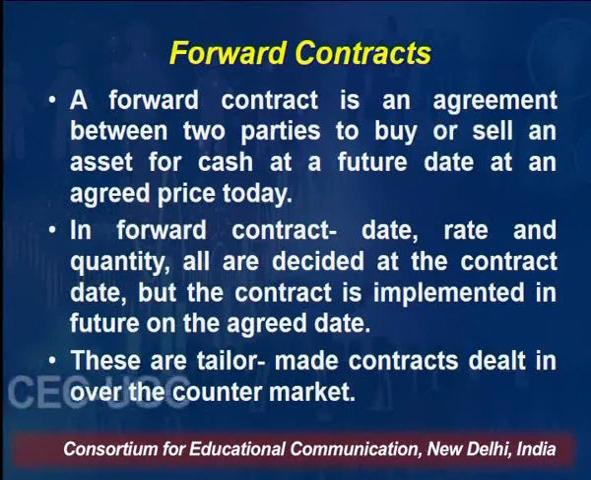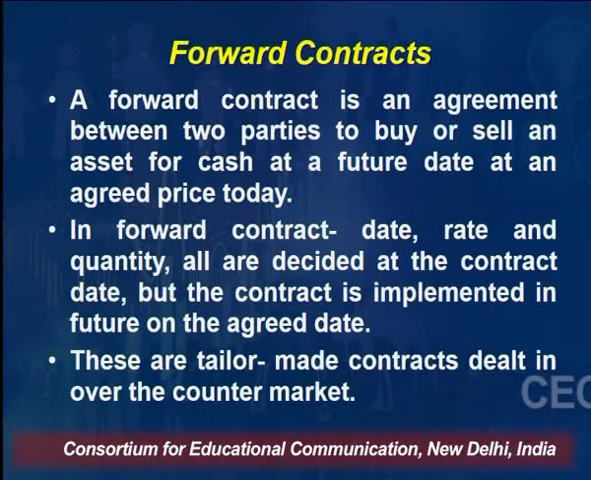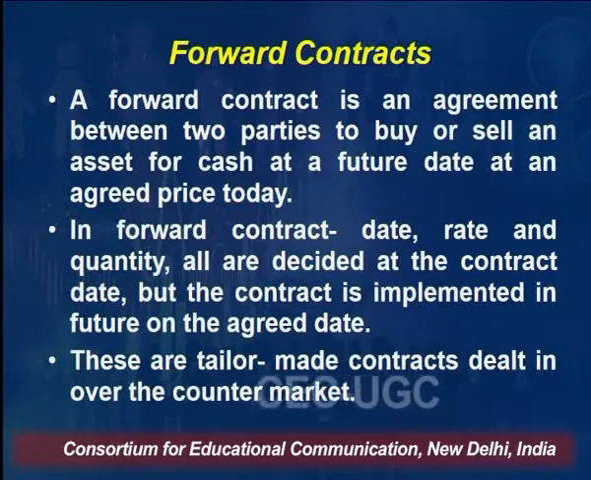These are the different types of contract that take place in the derivative market. That is forward, futures and options. These are very important for you to understand. What is a forward derivative? A forward contract is an agreement between two parties to buy or sell an asset for cash at a future date at an agreed price today, right?